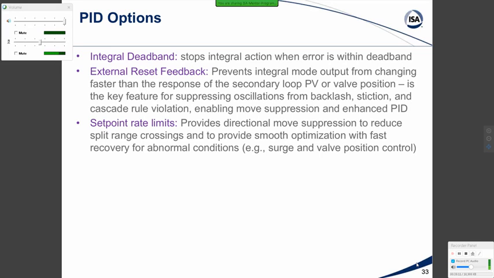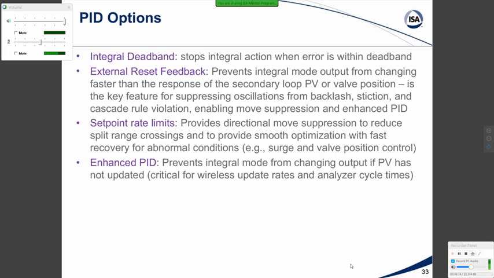Then you have set point rate limits that help prevent upsets to other loops by you moving your valves too fast. You can choose how gradual you want that to be, and then through external reset feedback, it recognizes that and does not try to do too much. And I can't emphasize how important this is.